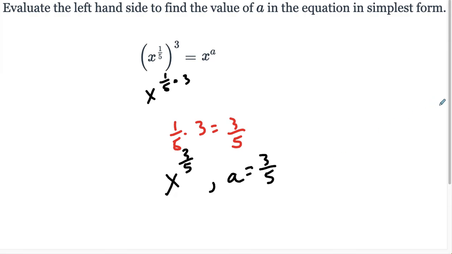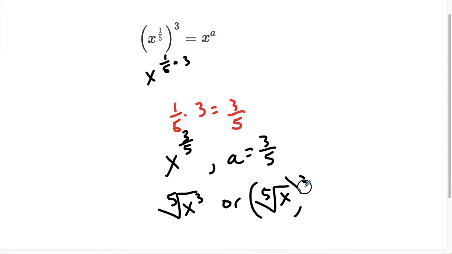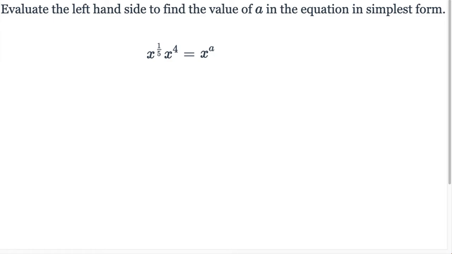Now, if they ask you to rewrite it in a radical form, then the radical form would be the 5th root of x to the third power, or the 5th root of x all raised to the third power. Okay? All right. Why don't you see if you could do this one on your own and then see if you can figure out the value of A. And if the value of A is a fraction, please try and see if you can reduce it.